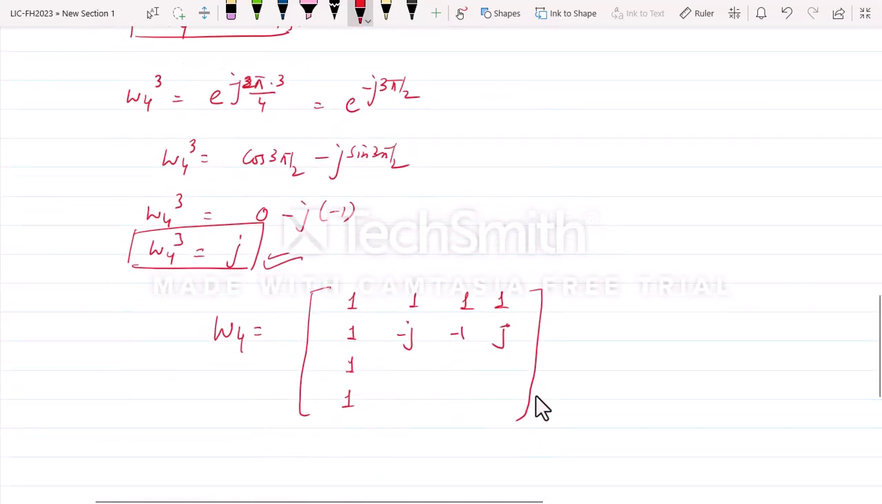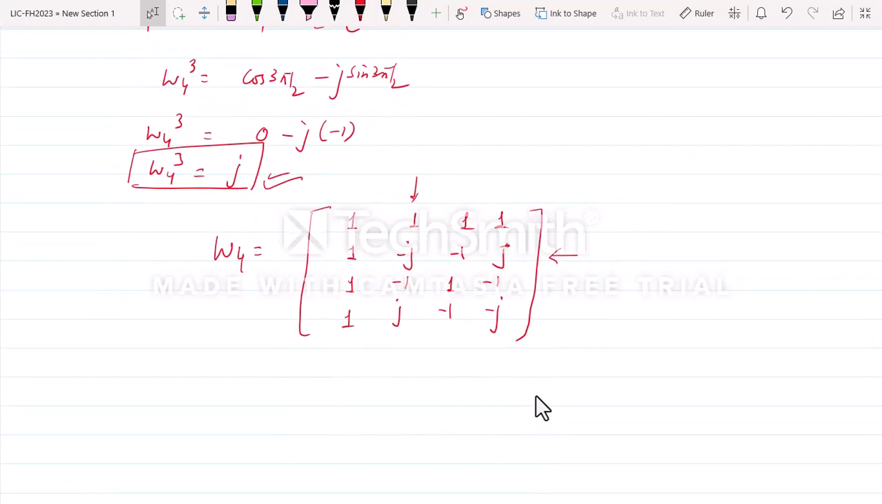Then this is minus 1 and j. You can see the second row and second column, the values are the same. So once we get the second row, we can directly write the second column. And the sum of rows and columns is always 0. This is 1, this is minus 1. This is minus 1, this is minus j. So you can see the sum of any row and any column is 0, except first row and first column. This is also one of the properties of the W matrix. So this is your W matrix.